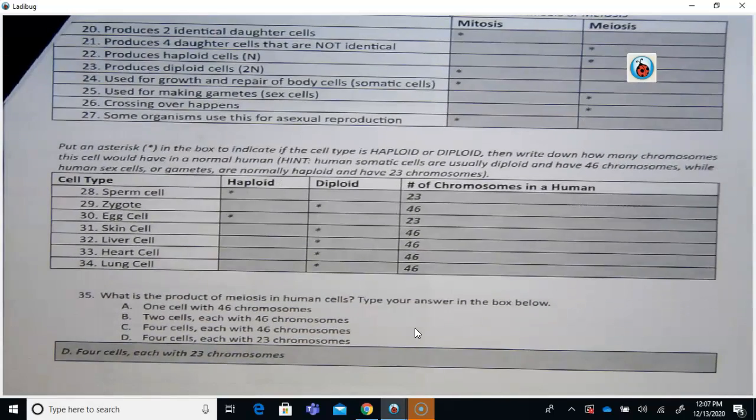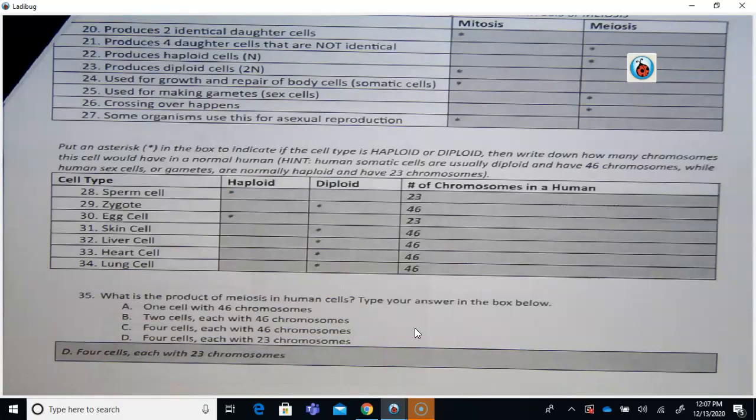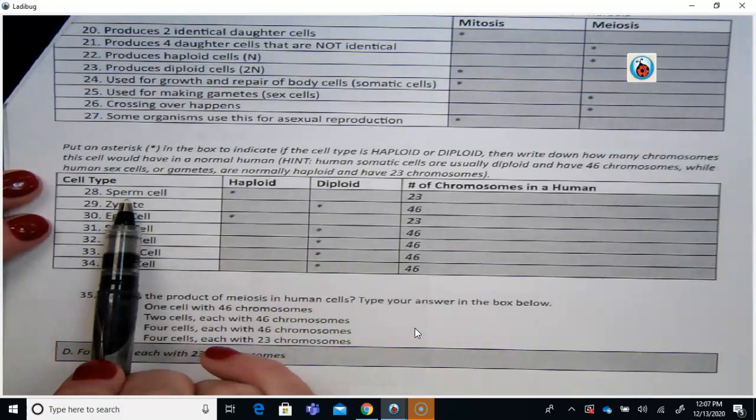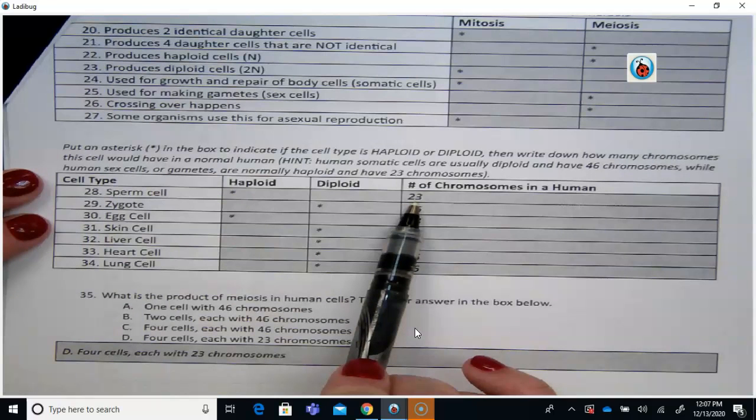Here we've got different cell types, and you were to choose whether that particular cell type is haploid or diploid. We're specifically talking about humans. Human somatic cells are usually diploid and have 46 chromosomes, while human sex cells or gametes are normally haploid and have 23 chromosomes. So the sperm is haploid, again 23 chromosomes.